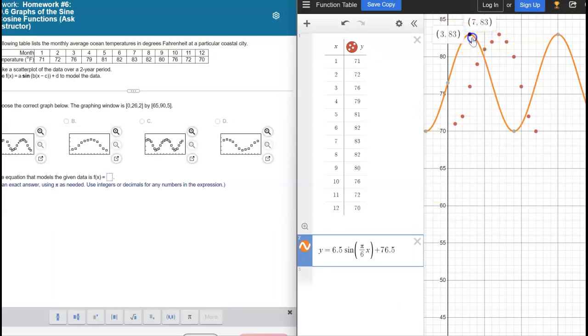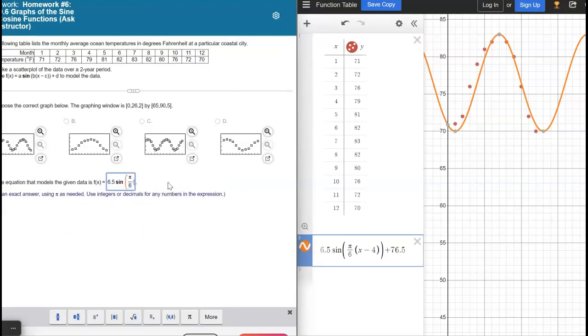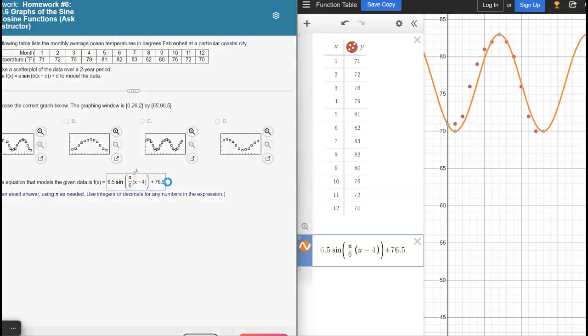So let's see here. This graph peaks at 7 and this graph peaks at 3. I would have shifted this graph 4 units to the right. So I would have done an x minus 4 in there. And let's see if this is correct. I wonder if I can just copy and paste this in here. No. Okay, so 6.5 sine of pi over 6, x minus 4, plus 76.5.